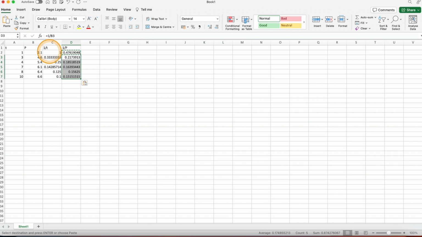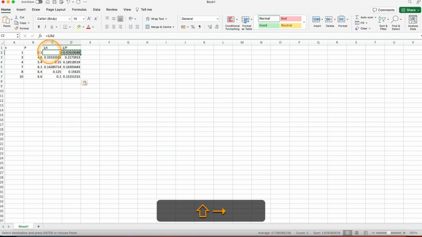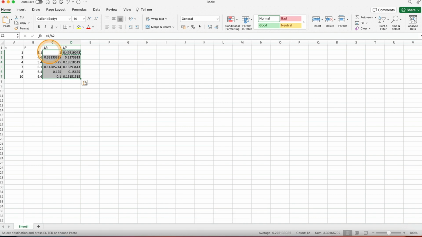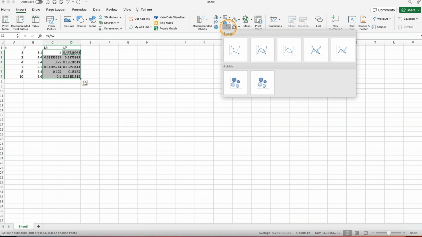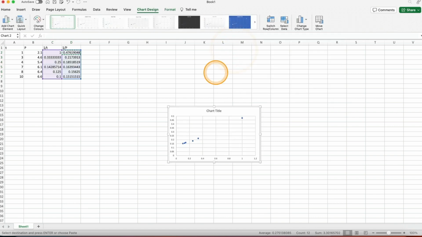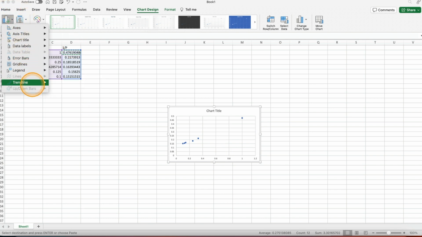So we highlight the values of 1 over t and 1 over p. When we are drawing a scatter plot, the values in the column on the left are the values that will be plotted on the x-axis. I'll click on insert, then look for the scatter plot. So we have our scatter plot now. What you now need to do is insert the trend line. So go to trend line, then more trend line options.